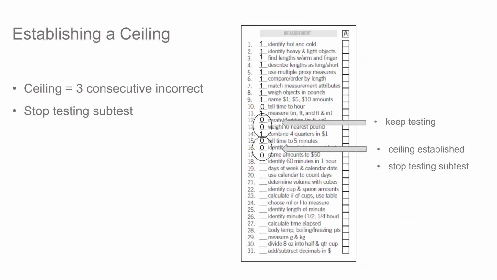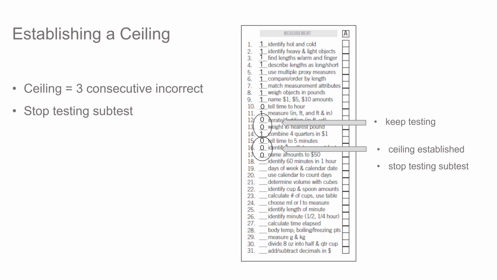Okay, the ceiling's a little different. The ceiling, I feel like you really have to follow the ceiling just to prevent the student from having to do things that they're unsure about. But it is a time saver for you too. The ceiling is 3 consecutive incorrect items. So here I can see I've got 2 zeros and then I got a 1. Well, that's not going to work. I have to keep testing.